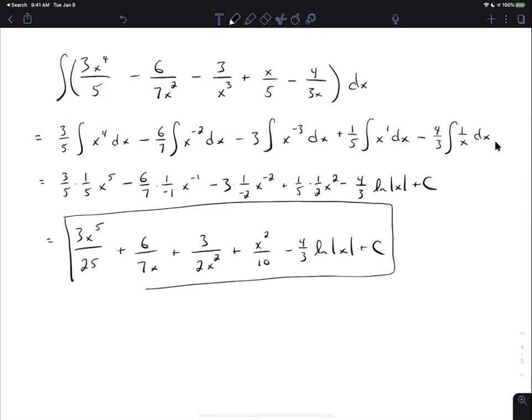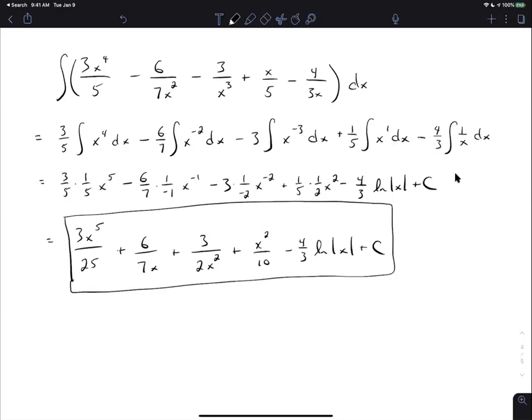And man, I did that fast, but does that make sense? Questions on any of it, on how to break it up, how to simplify that? Is this pretty easy for most of us still? Okay. And like I said, try to get in the habit of doing this second step where you make them all look like one of the rules.